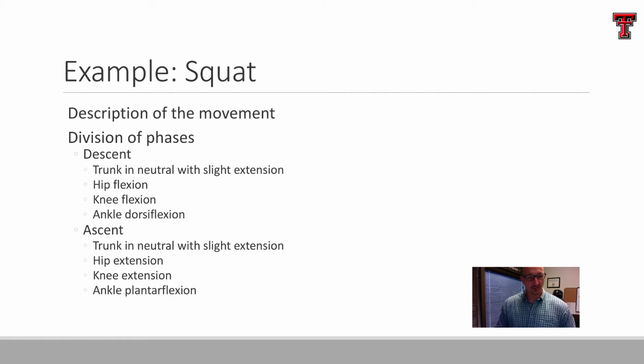The knees will go over the toes if we do that. So the hip flexion predominates. Okay, so this is a hip hinge exercise. And then the ascent phase is just the opposite. The trunk's going to stay in neutral with slight extension. We want to hollow the lumbar spine, not hollow the belly. So we're not kyphotic. We're in good posture. And then we're going to extend the hips and subsequently extend the knees and plantar flex the ankle.